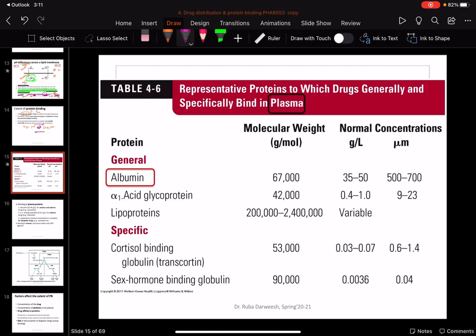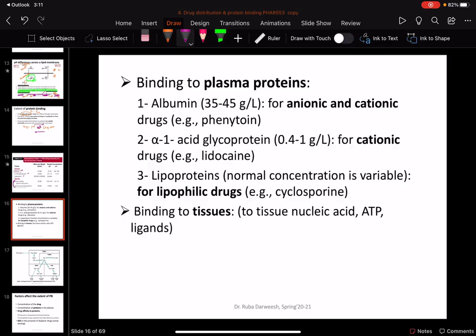We have different plasma and tissue proteins. One of the major proteins in the plasma is the albumin. After that, alpha-1 acid glycoprotein. And then we have lipoproteins, each one of which interacts with drugs with different characteristics. We have other specific proteins such as sex hormone binding globulin and cortisol binding globulin. So we have different proteins in the plasma, and the same thing we have in tissues.